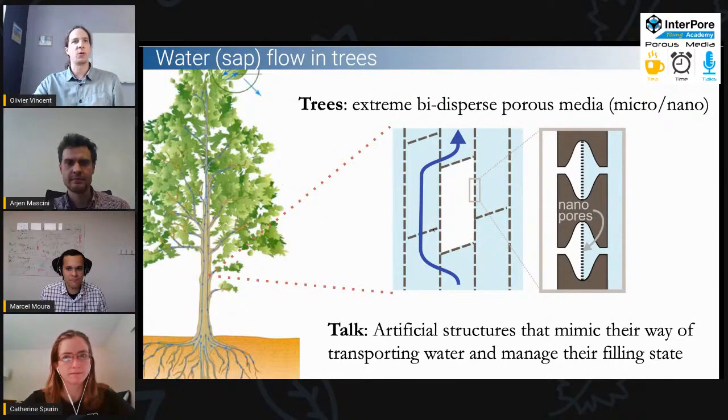That's one of the roles of nanoporous membranes in a tree, but there's another very important role, which is that evaporation of the water that comes up in a tree at the leaf level actually generates very large suction forces for the water to go up in a tree. That's a very important aspect of water transport in a tree. In this talk, I'm going to show a little bit how that works, but mostly through experiments with artificial structures that mimic the way of transporting water that real trees have. I'll also show you how we can manage the filling state of tree-like structures by just changing the humidity around these types of porous media.